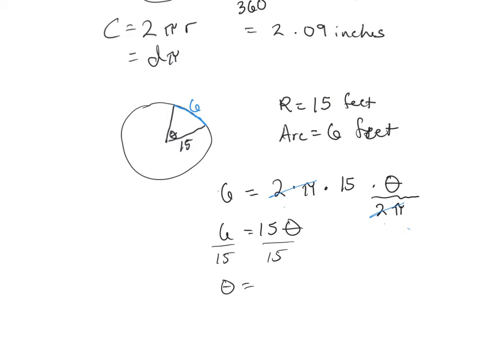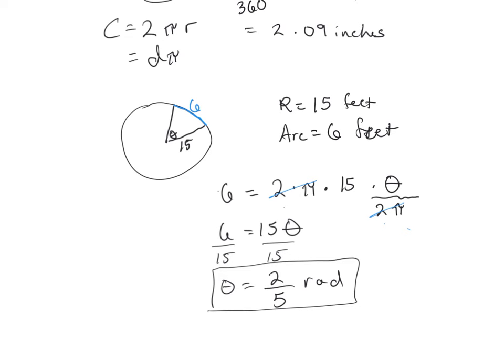Theta is then, you can reduce 6 15ths by 3. So that is 2 fifths. So our answer is actually 2 fifths radian is our degree right there.